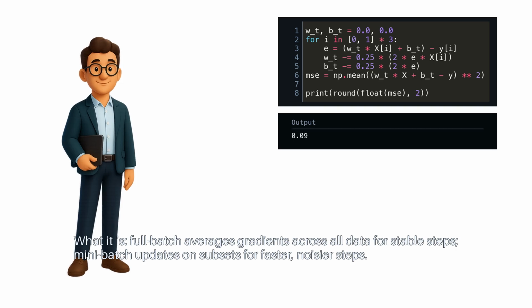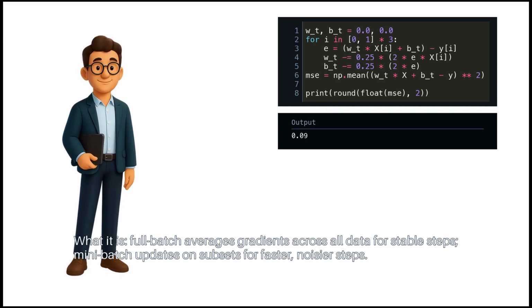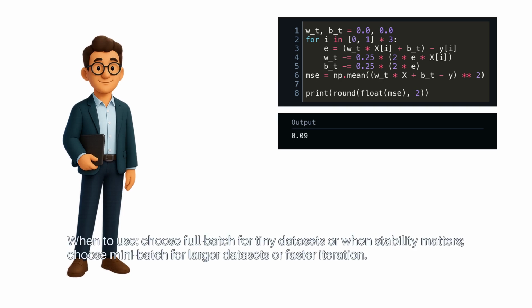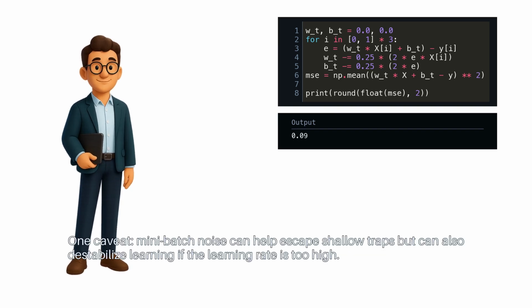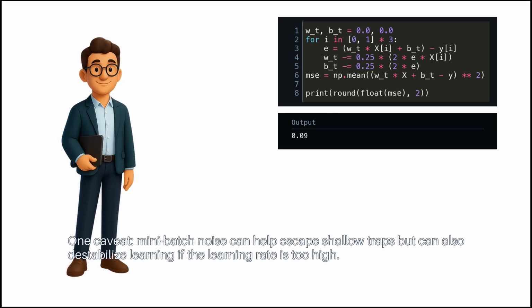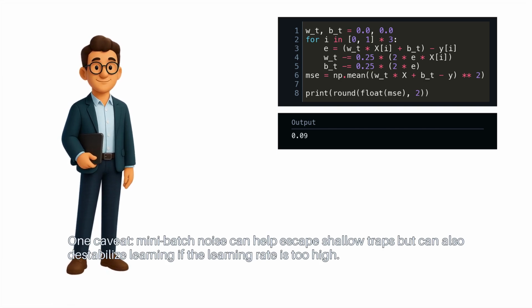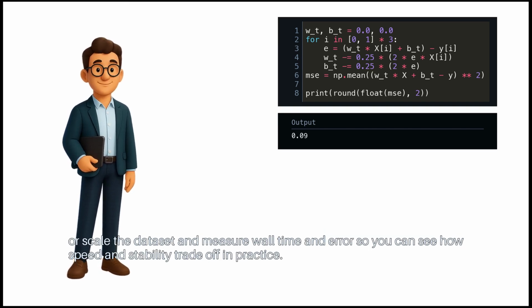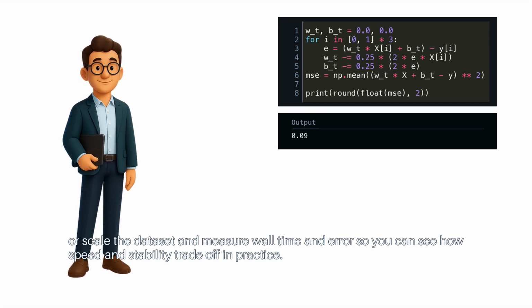Recap in 3 crisp points. What it is: full batch averages gradients across all data for stable steps. Mini-batch updates on subsets for faster, noisier steps. When to use: choose full batch for tiny datasets or when stability matters. Choose mini-batch for larger datasets or faster iteration. One caveat: mini-batch noise can help escape shallow traps, but can also destabilize learning if the learning rate is too high. Next step: run the same experiment while tuning batch size and learning rate, or scale the dataset and measure wall time and error so you can see how speed and stability trade off in practice.